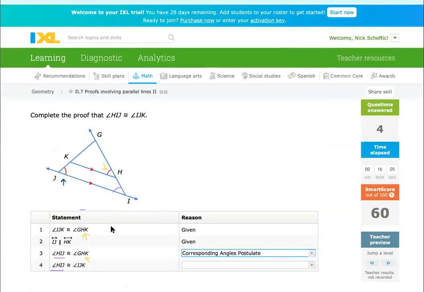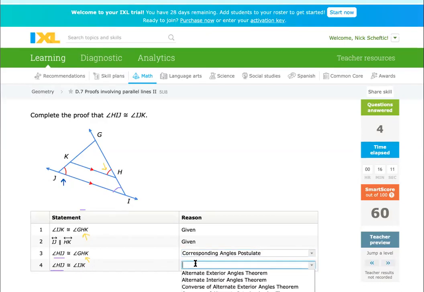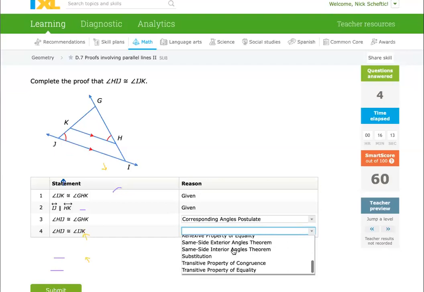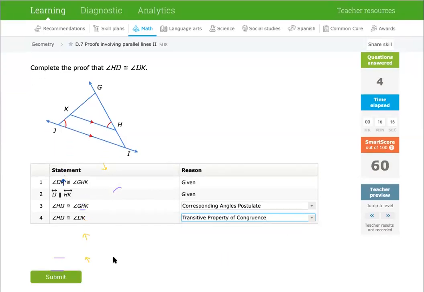And then my last one, let me just get that back into place. HIJ and IJK, that's transitive property of congruence.